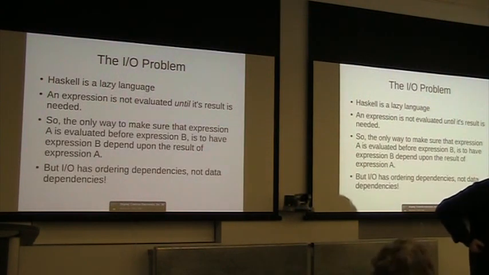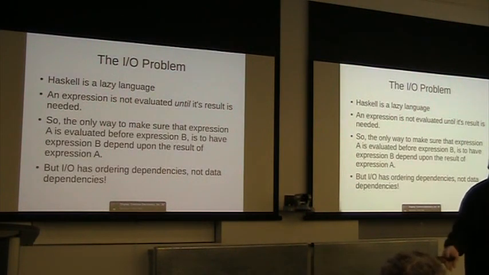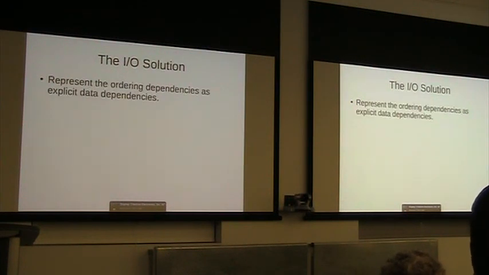But the problem is IO has ordering dependencies, not data dependencies. I print the prompt, enter your password, and then I read the next line. Those have ordering dependencies. I need to print the prompt first before I read the password, otherwise the user won't know what's going on. But there's no data dependency there, because printing a prompt doesn't produce any interesting data anyway.